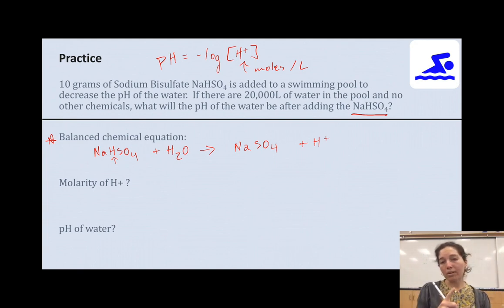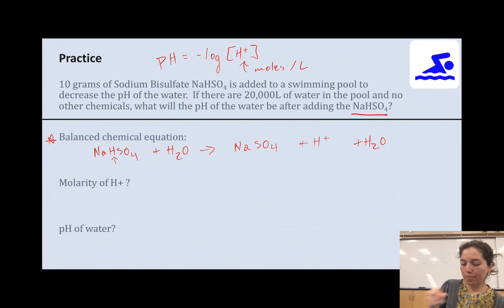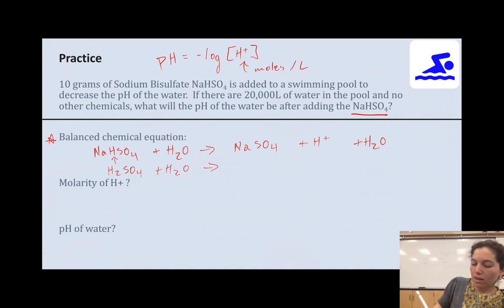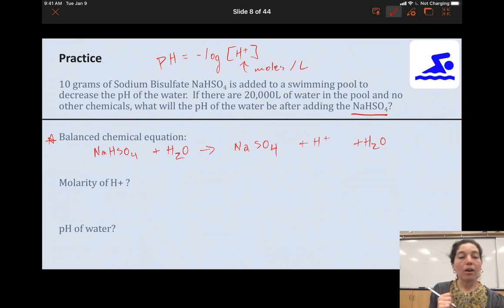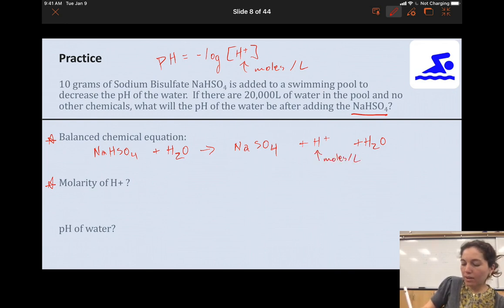Now this step is important. There's still water left over, because sometimes you can liberate more than one hydrogen. Think about this case: if you had H2SO4 in water, you might release SO4 2- plus 2 hydrogens. That's the reason this balanced chemical equation is important, because we need to know how many moles of this stuff are liberated whenever the chemical is dissolved. Okay, so now I'm going to ask you, what is the molarity of the H+ ion? How many moles per liter of this do we have given the information in the problem here?